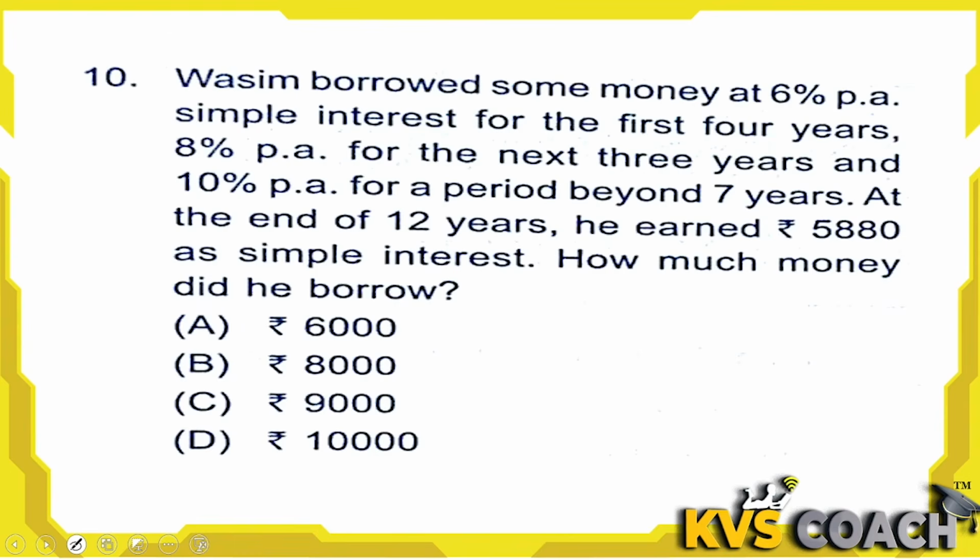Next question is, Wasim borrowed some money at 6% per annum simple interest for the first 4 years, 8% per annum for the next 3 years, and 10% per annum for a period beyond 7 years. At the end of 12 years, he earned 5,880 as simple interest. How much money did he borrow? So let's check.